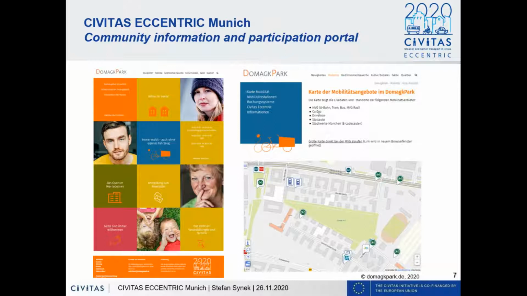It's community information. So you get the news there about the neighborhood, all information which is of importance, with the social dimension, but also with the mobility dimension. So you can find all the mobility offers there on the webpage, and there are updates about new mobility providers and shared modes of transport you get there in your quarter.